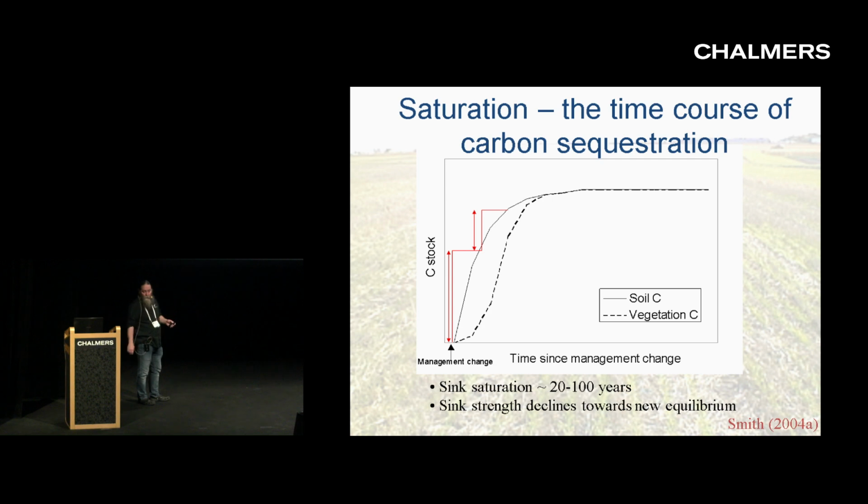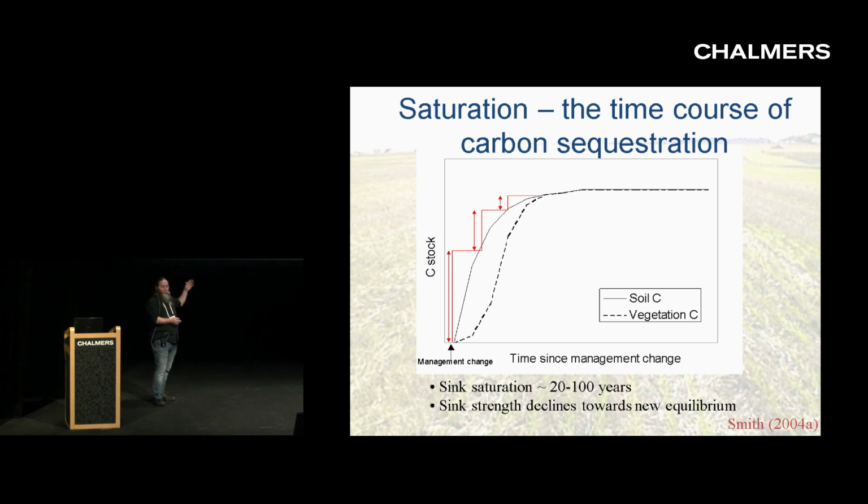The next 10 years, we get a bit less. The next 10 years, we get even less. So after about 20 to 50 years, we're having to maintain this management, but we're getting no net removal from the atmosphere. So we're locked into a situation where we're having to maintain the management, even though we're no longer getting any net removal from the atmosphere.